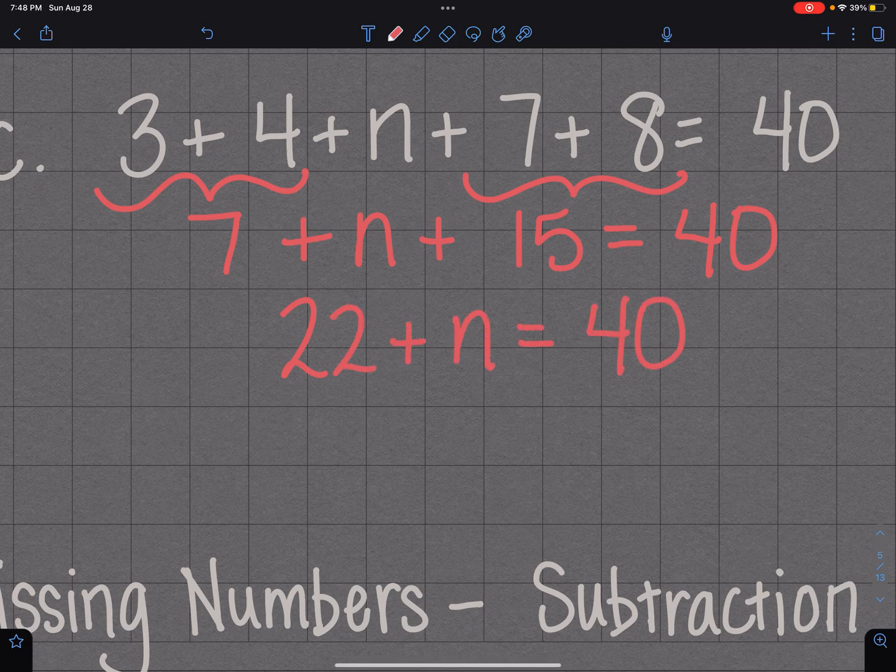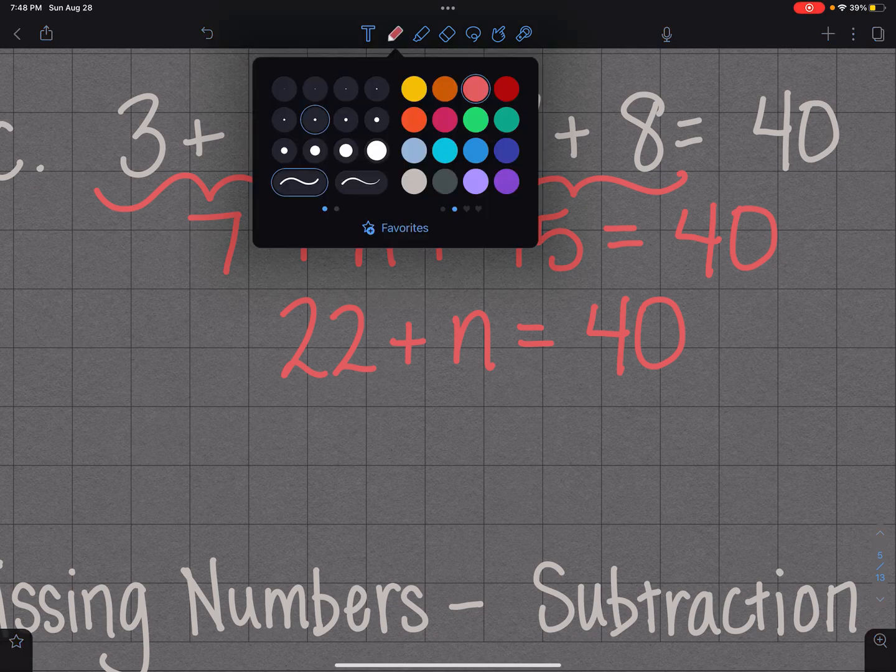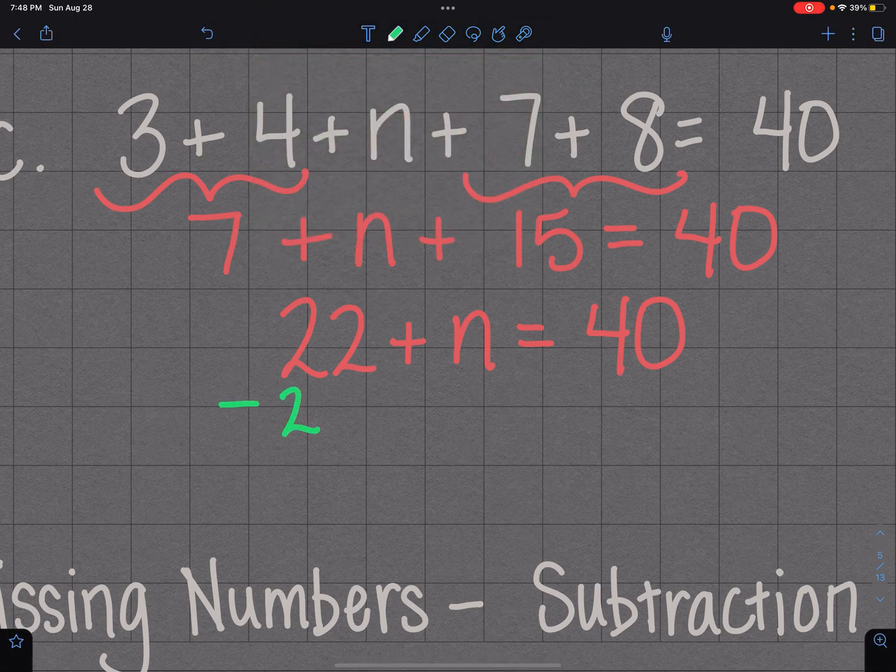Now I do it the same way as the other ones. Let me get a different color so you can see it. Subtract 22 from both sides.